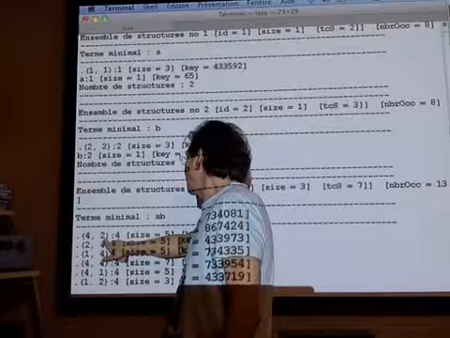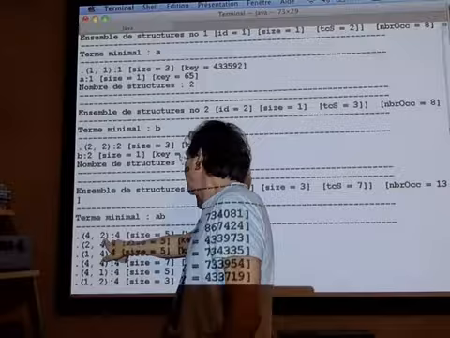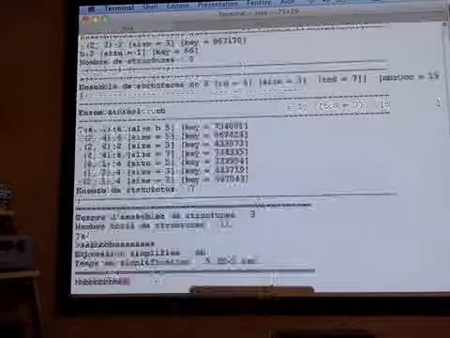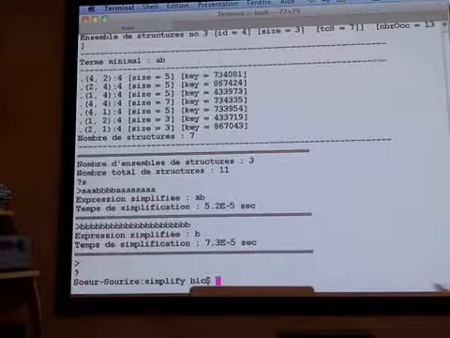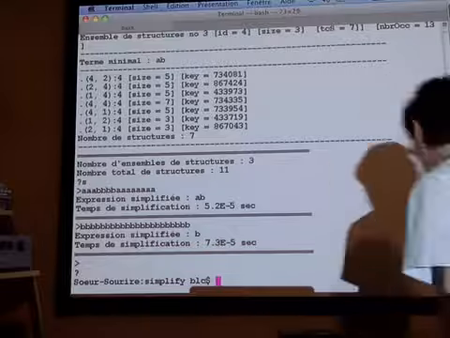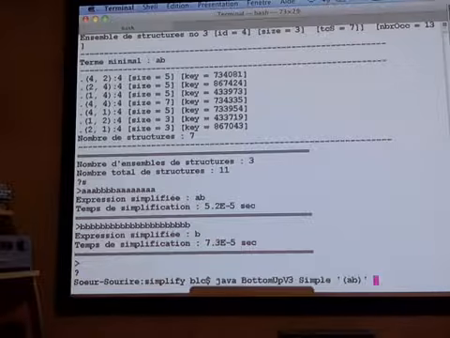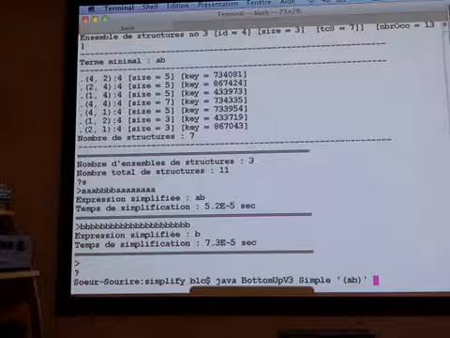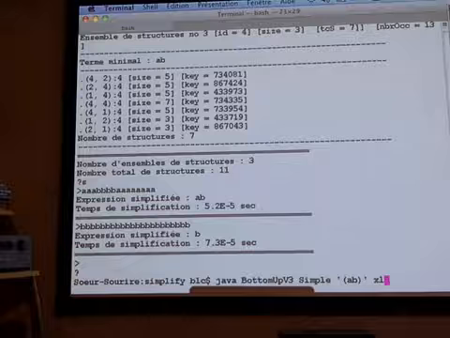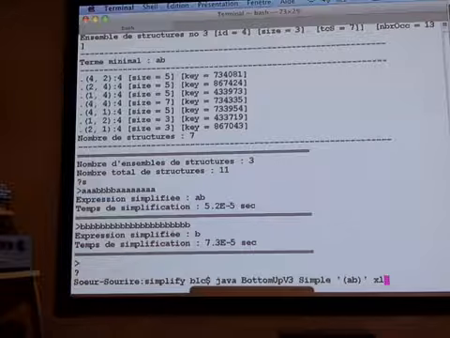Okay, I can simplify, for instance, this one. It simplifies to AB. If I want to simplify this one, it simplifies to B. Okay? So it's quite simple. Now I show you how the algorithm works. In fact, I will rerun the same program with some parameters. I think this is okay.